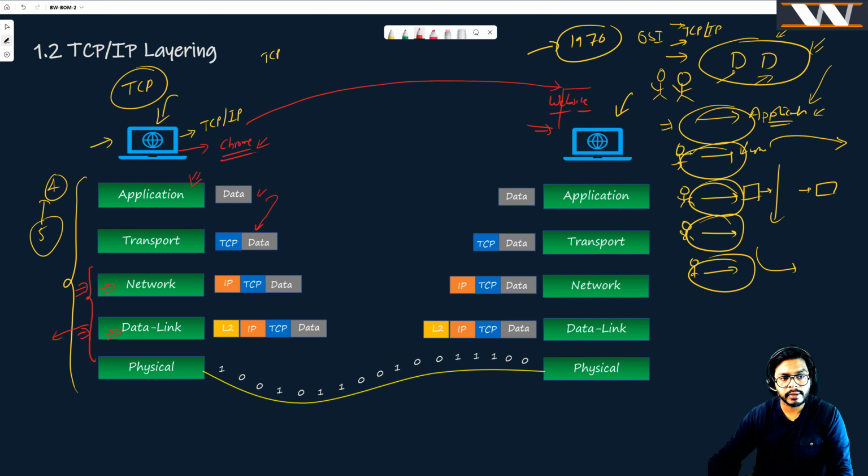As I mentioned, this layer is responsible for process-to-process delivery. When this data reaches the destination, it is the responsibility of the transport layer to make sure that it gives the data to the correct application. For example, maybe instead of using Chrome, you are using WhatsApp here, and this data you are sending is for the WhatsApp application. And here many applications are running. On what basis is the destination going to decide which application this data is for? This is the responsibility of the transport layer.